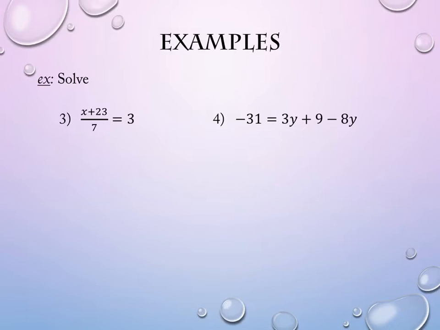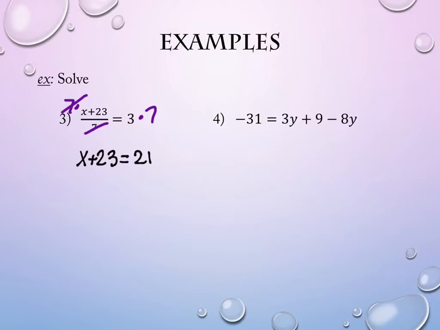What is going on with number 3? What would I do as my first step? Yeah, multiply both sides by my 7. So we're going to multiply by 7 on both sides. That will cancel the 7 in the denominator on the left, leaving me with x plus 23. On the right, 3 times 7 is 21.